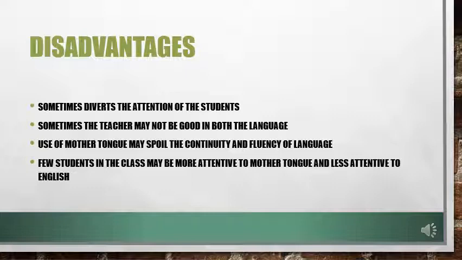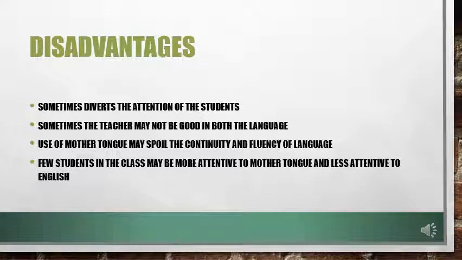And sometimes the teacher may not be good in both languages. When the teacher selects this bilingual method, the teacher should be familiar with the mother tongue of the students as well as the target language which the teacher is going to teach. When the teacher is not good in both languages, the output of teaching will be very poor. So the teacher should be good in the target language as well as in the mother tongue of the students.